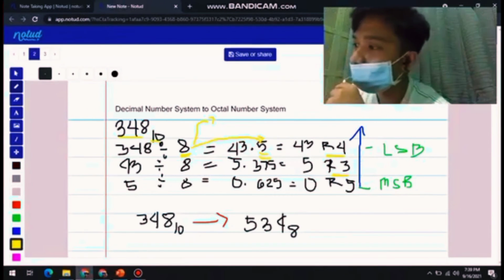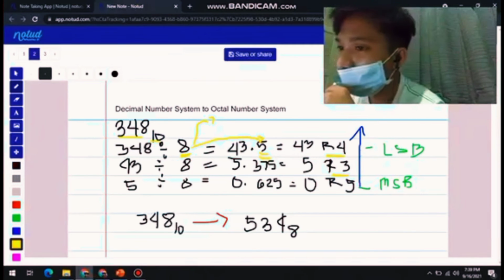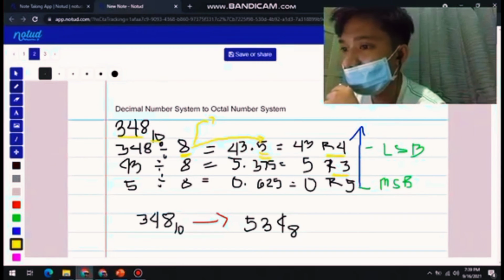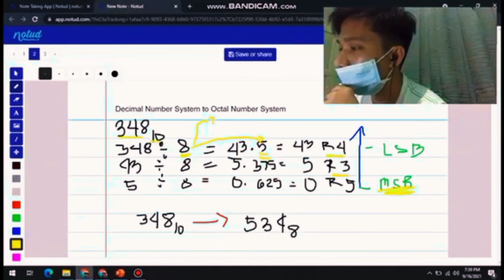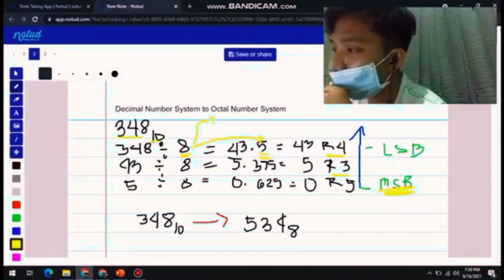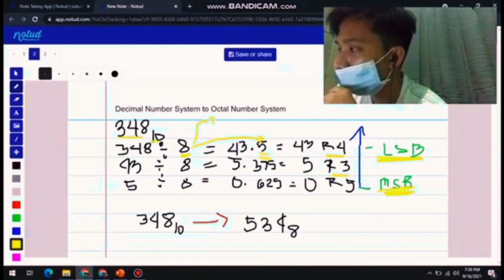So yun na. Like what I've said earlier, we will read this from bottom to top. So this is the most significant bit, and the upper part, or the first result from earlier, the first answer earlier, is the least significant bit.